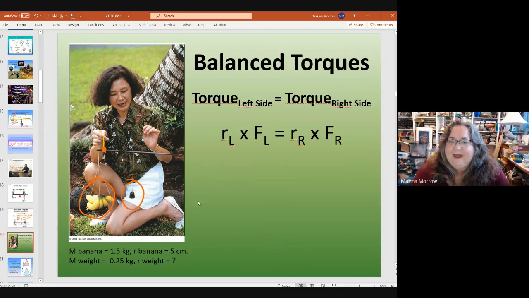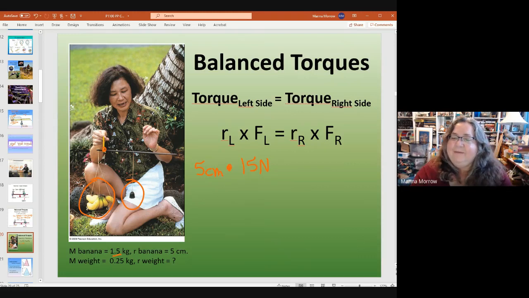So let's do the math here. The mass of the bananas is 1.5 kilograms, but 1.5 kilograms is going to be 15 newtons, right? So remember, we're going to use proper units here. The lever arm distance to the banana is 5 centimeters. We can just leave that at 5 centimeters, and then our answer will come out in centimeters.